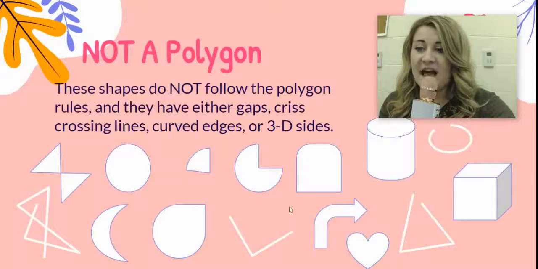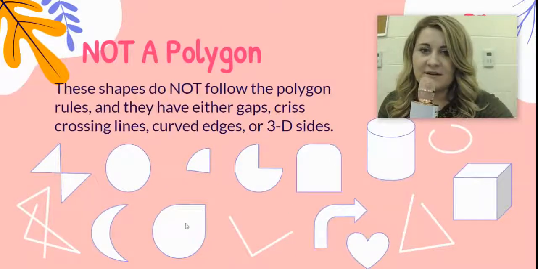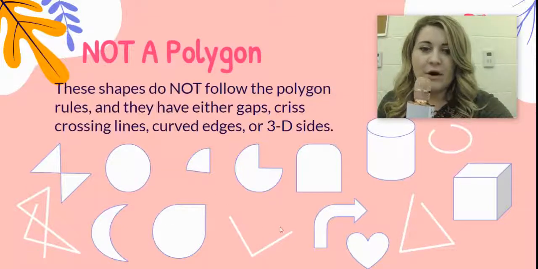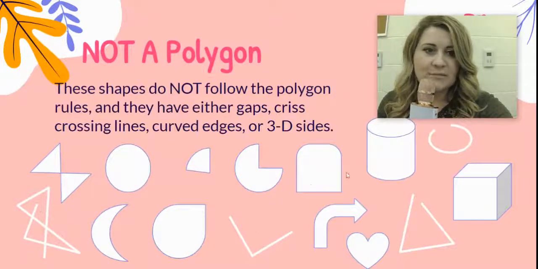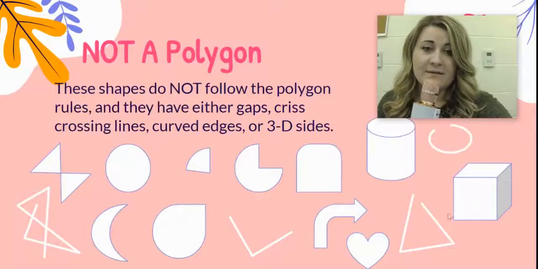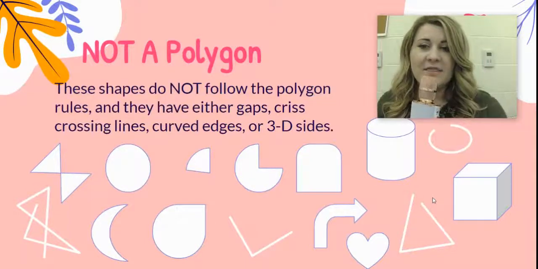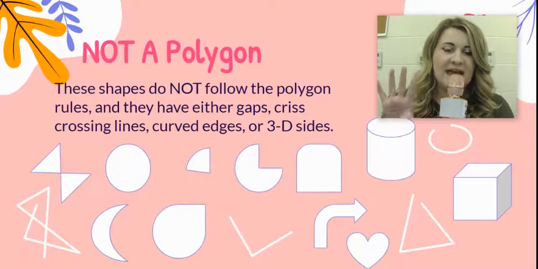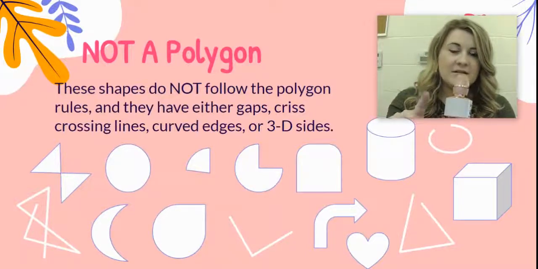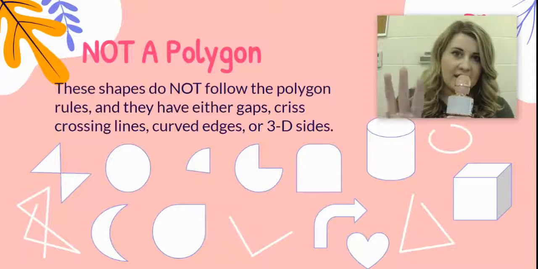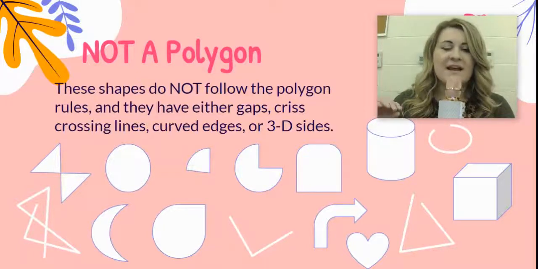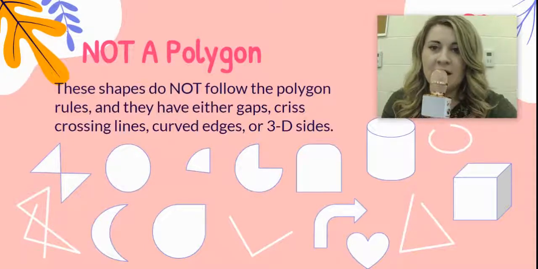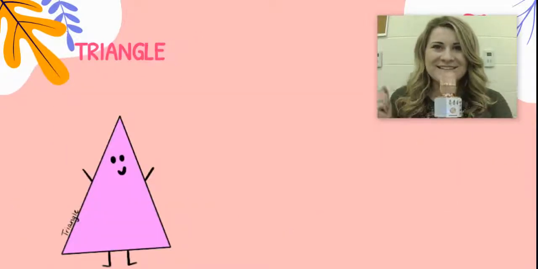Let's talk about what is not a polygon. All of these shapes right here are not following the rules. Some have curves, some of them are open, some of them are crisscrossing, some of them are 3D, some of them are really close, but they have a gap. These are all not polygons, okay? Polygons are only shapes that have flat, straight sides that are connected, no curves, and they are not 3D, okay? And they are closed.